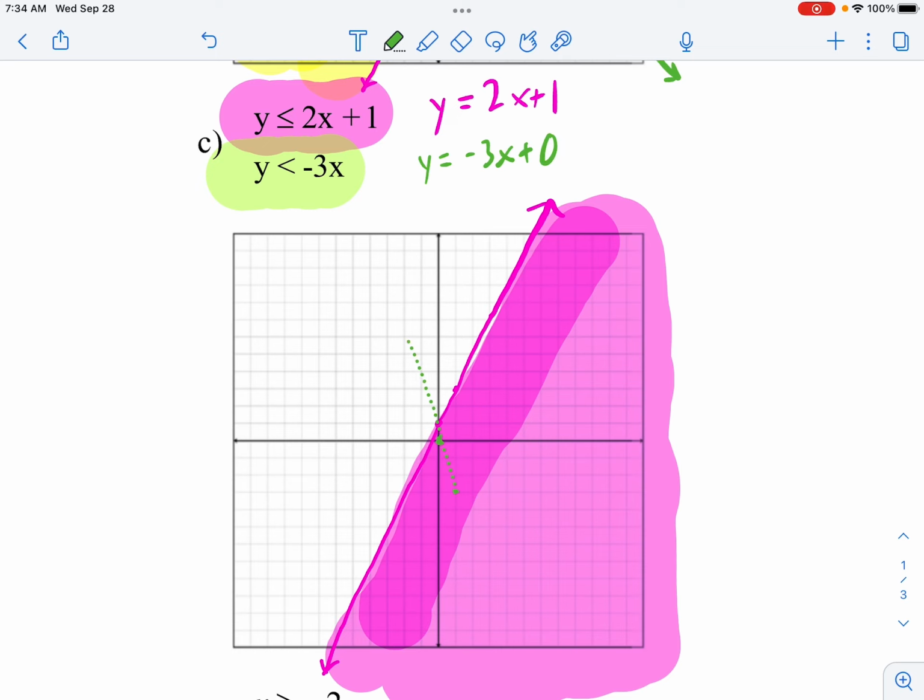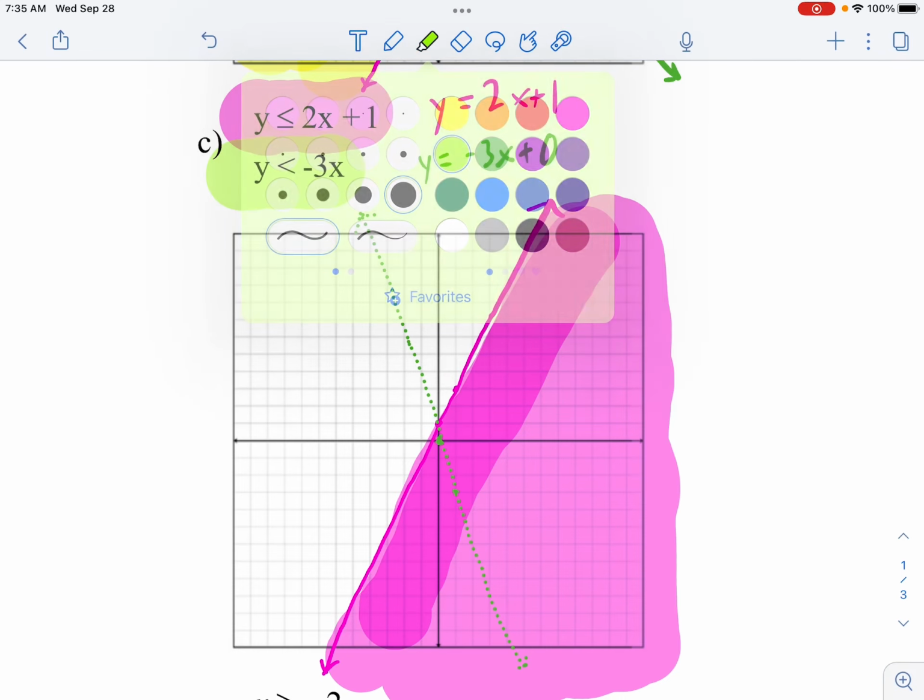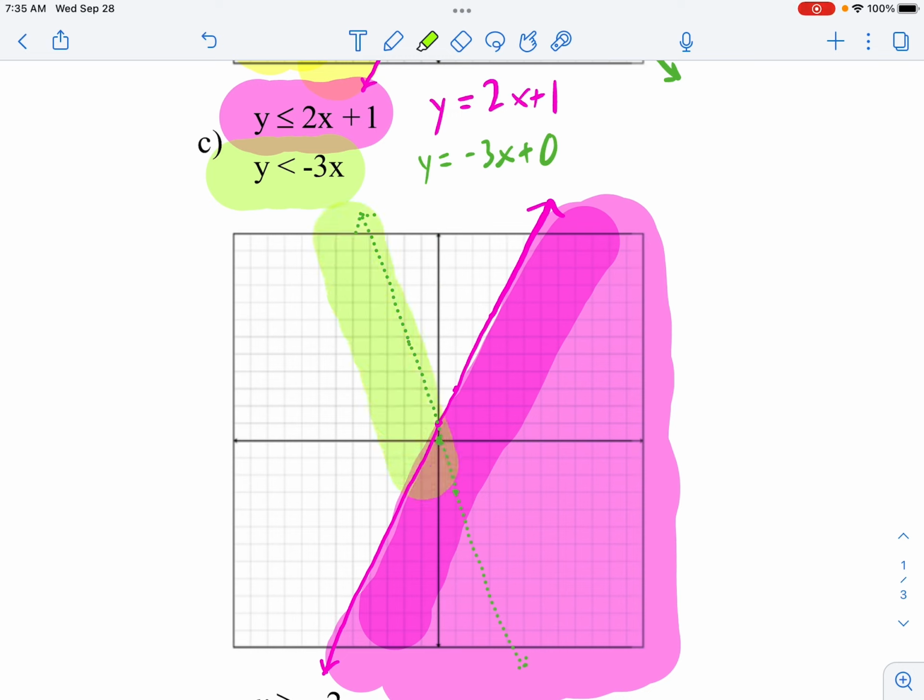Keep going. There we go. So hard. Anyway, now we are going to shade. This is the line where y equals negative 3x. We want to shade where y is less than negative 3x, so where y is below the line. So we're going to shade below the line in green. Okay.